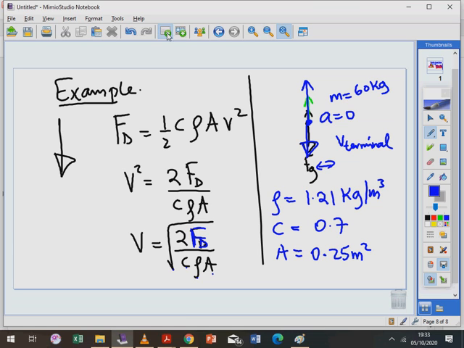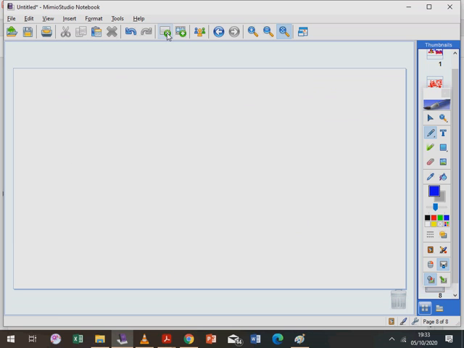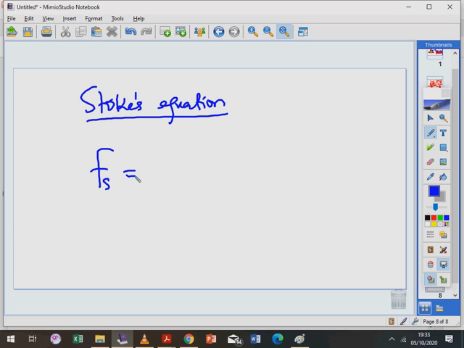The last formula that I want to talk about in this video is called Stokes equation. The formula we saw earlier for the drag forces applies for big or noticeable objects falling through fluids. But when it comes to tiny objects, those are best modeled by Stokes formula, which is 6 pi eta r v, where eta is the coefficient of viscosity, r is the radius, and v is the velocity.